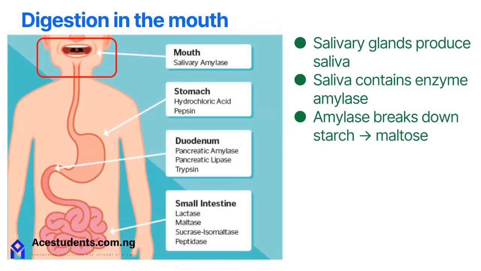Digestion begins in the mouth. The salivary glands produce saliva. Saliva contains the enzyme called amylase. Amylase starts the breakdown of starch into a sugar called maltose.